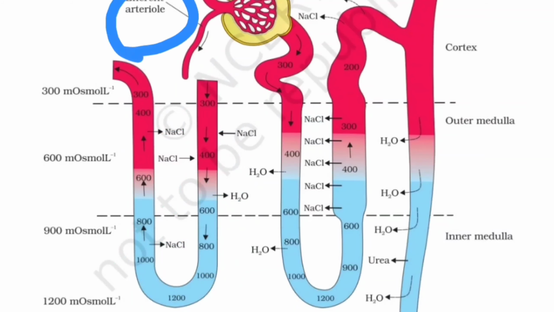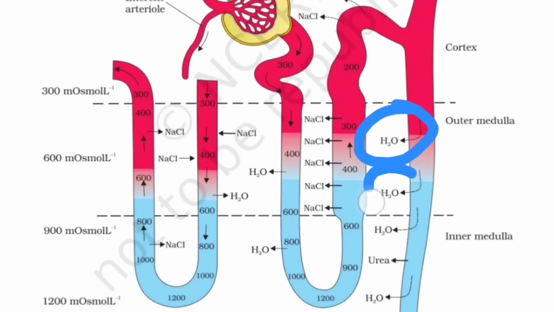From the efferent arteriole, do remember one thing: the afferent arteriole is the arteriole which is bringing blood towards the glomerulus, whereas the efferent arteriole is the arteriole which is taking blood away from the glomerulus. Afferent towards the glomerulus, efferent away from the glomerulus. One extra thing you will observe here is that a little amount of water is also getting reabsorbed by means of the collecting tubule.